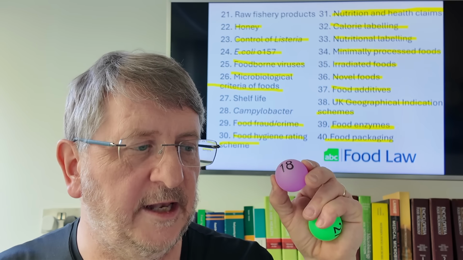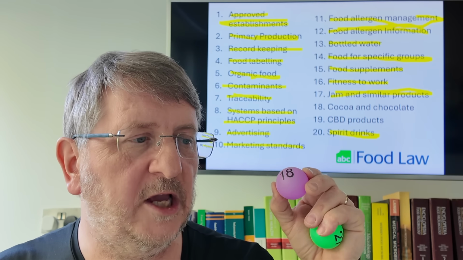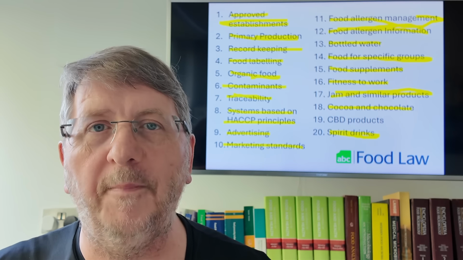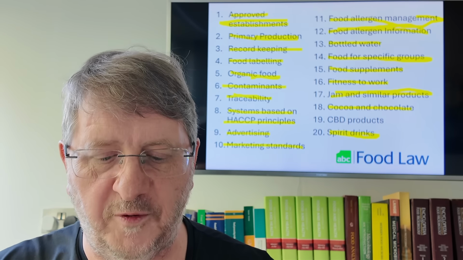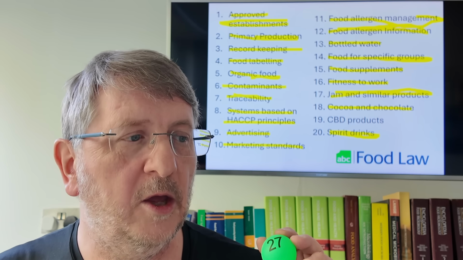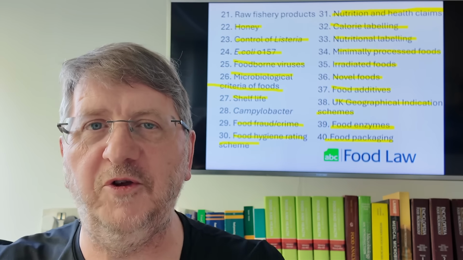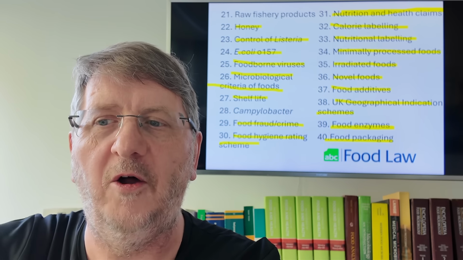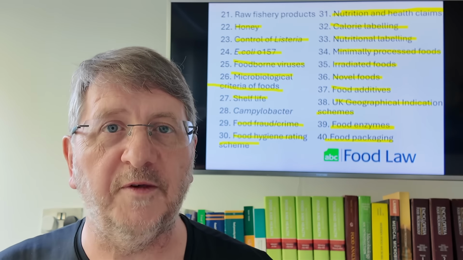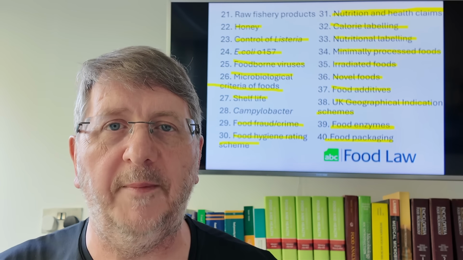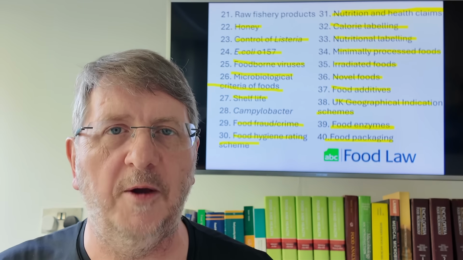Number 18, cocoa and chocolate products. There are standard composition and labelling requirements, so it's a food standards issue. Number 27, shelf life. I've talked about the fact that you can have a use-by date or a best before date on a food. When you produce a food, you need to think about the shelf life. At what point does it become unsafe? At what point will it become unpalatable? And determine that appropriately.